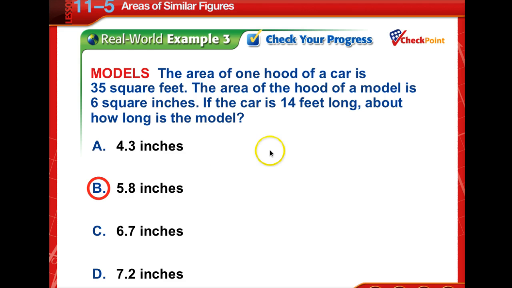5 8/10 inches. Again, we change the square inches to feet. And then K is equal to 43 over 1250. Multiply that by 14 and then by 12, and we get 5 8/10 inches. Very good. You're ready to begin the assignment.